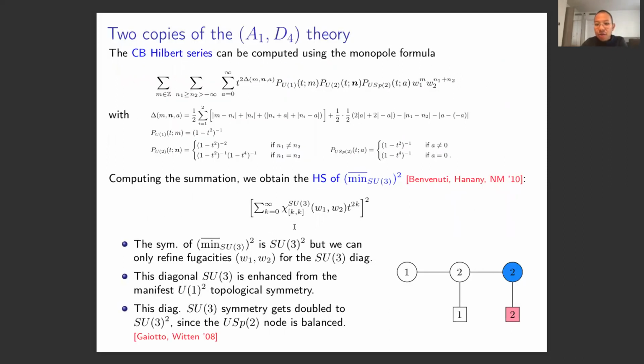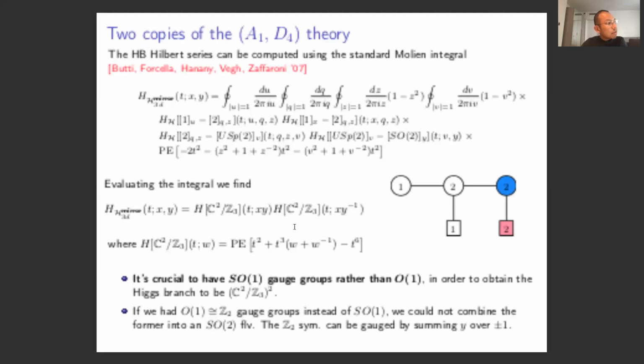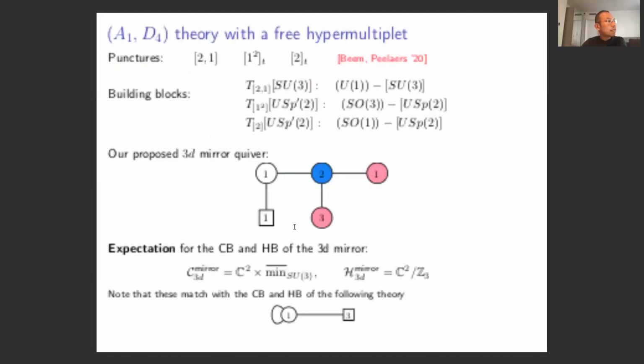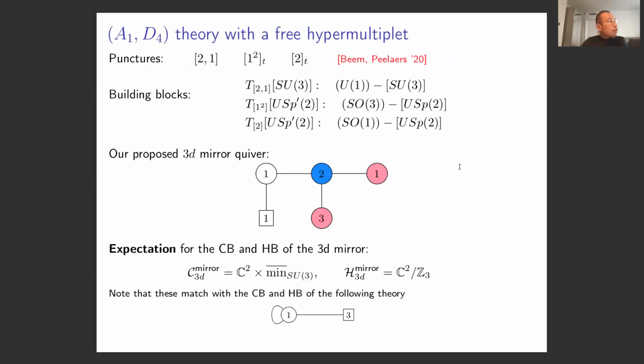Any question at this point? Okay, if not, I will go ahead with the A1D4 with a free hypermultiplet. So now again, you compose using the same rule as before, and this is the proposed 3D mirror quiver. Now, what is the expectation? The expectation is that for A1D4 with a free hyper, the Coulomb branch of this theory should be C2 times the minimal unipotent orbit of SU3, because this A1D4 and the free hyper give rise to C2, and the Coulomb branch of the mirror is C2 mod C3.